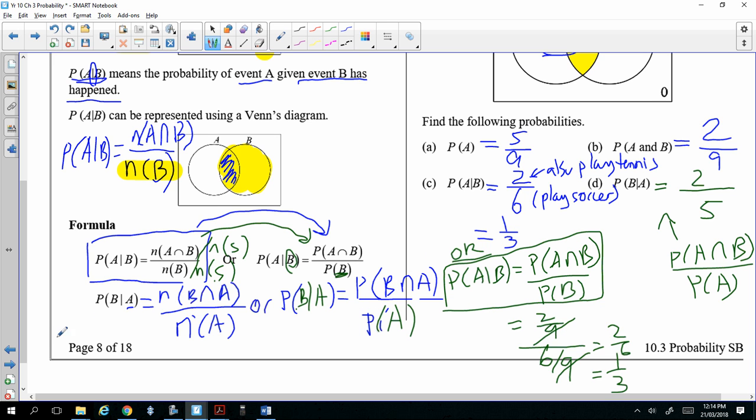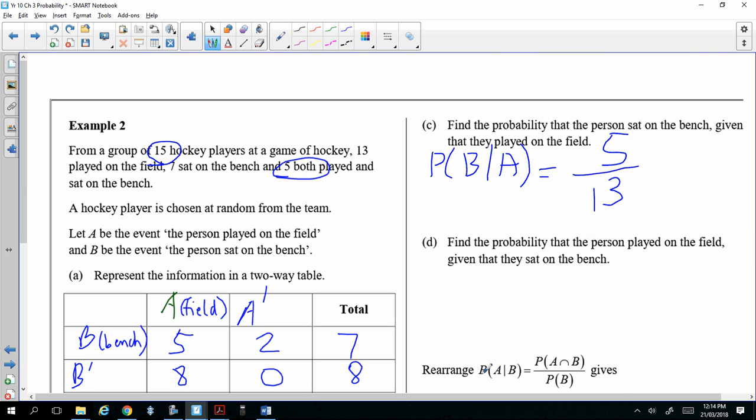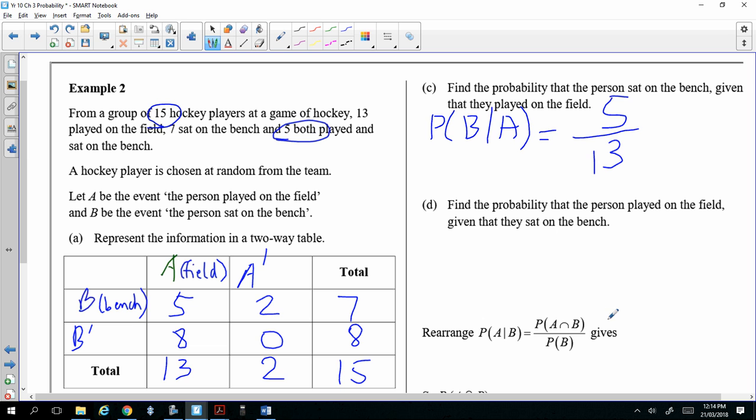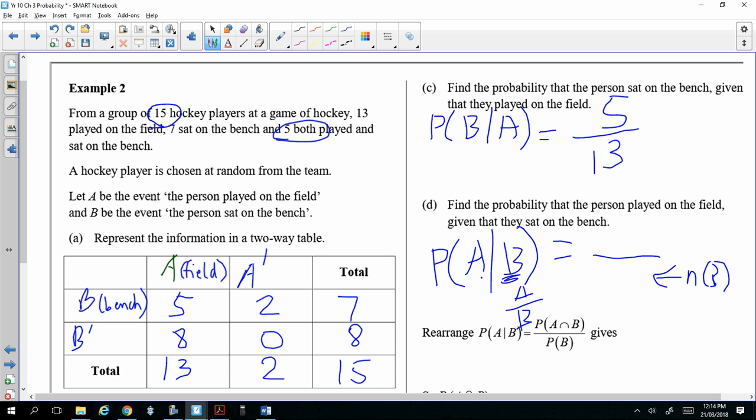Find the probability that the person plays on the field given they sat on the bench. So A given B. You can think of A given B as like A over B, isn't it? So you can see the B is in the denominator. That's a good way to remember. B is in the denominator. So how many in B? How many people on the bench? 7. So you write 7. Out of the 7 people, how many play on the field? 5. So 5 out of 7.